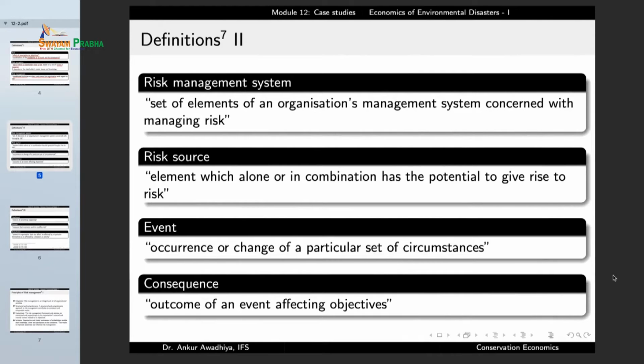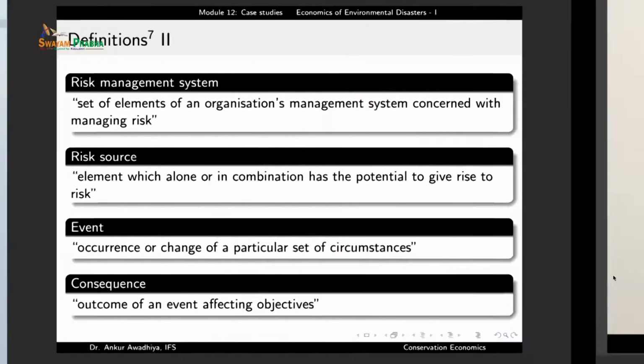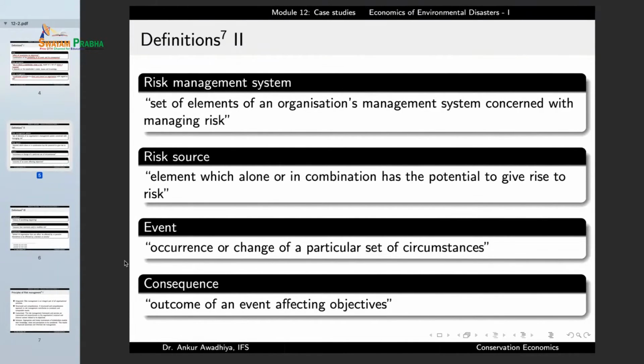An event is defined as the occurrence or change of a particular set of circumstances. And consequence is the outcome of an event that affects the objectives. So you can have an event of flood, in which case there is a flood, and the consequence could be things like loss of life or damage to property or damage to the agriculture of the area. So it is impacting the normal management, which is why it becomes a consequence. It is the outcome of the flood. So it is the outcome of an event.